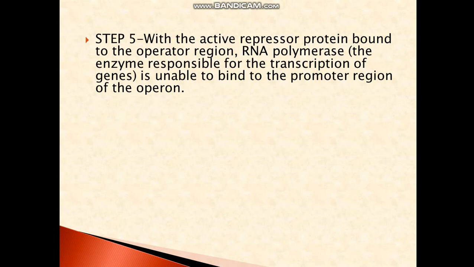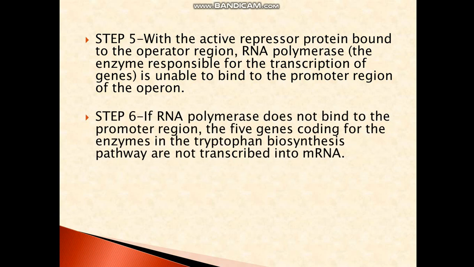Now what happens? When the active repressor protein is bound to the operator region, RNA polymerase, which is the enzyme responsible for the transcription of the genes, is unable to bind to the promoter region of the operon. You know that once the space at the operator region has been occupied, the RNA polymerase cannot bind to the promoter region. Yes? Now, if RNA polymerase does not bind to the promoter region, the 5 genes coding for the enzymes in the tryptophan biosynthesis pathway are not transcribed into messenger RNA.